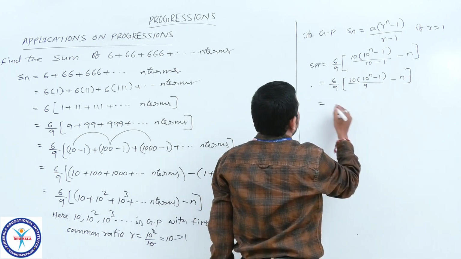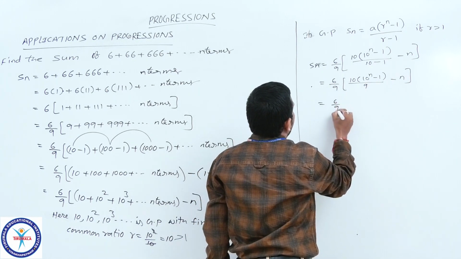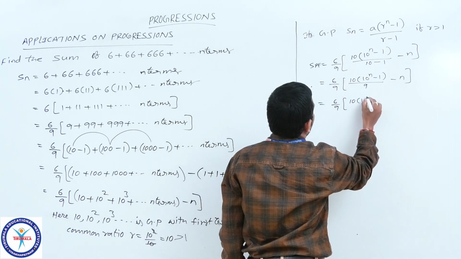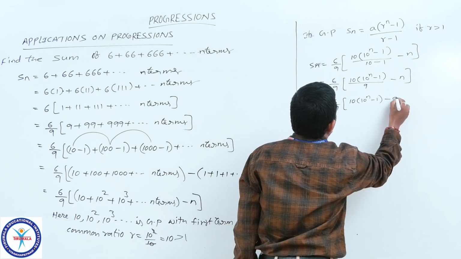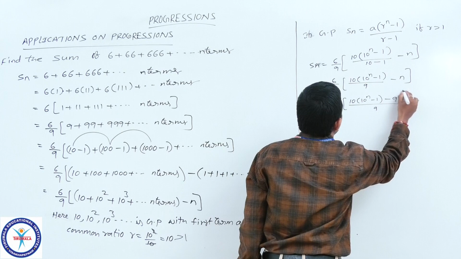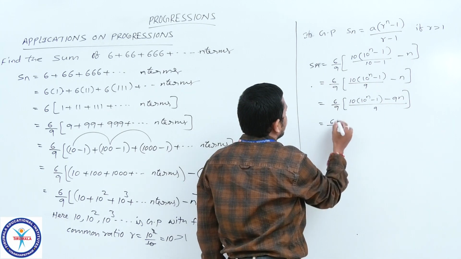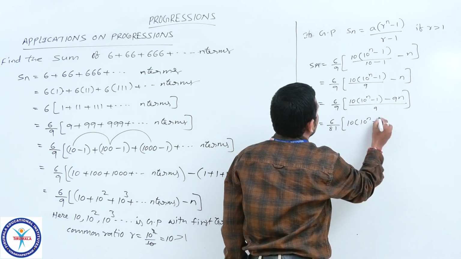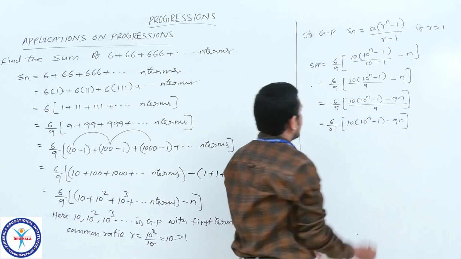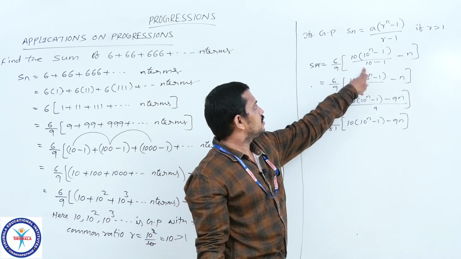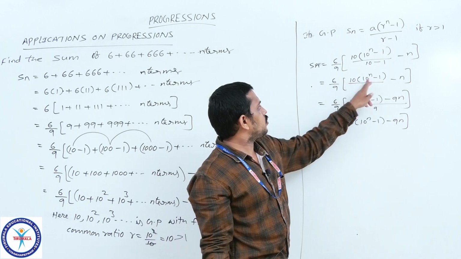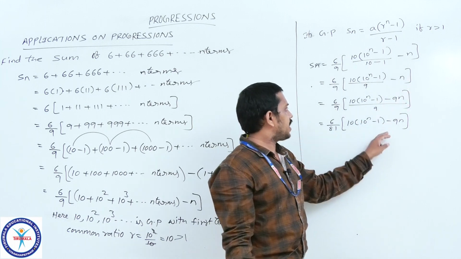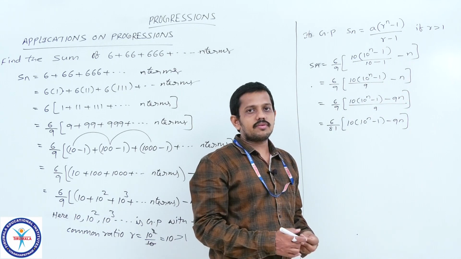By taking LCM, 6 by 9 into 10 into 10 power n minus 1 minus 9n by 9. So this is equal to 6 by 81 into 10 into 10 power n minus 1 minus 9n. Or we can leave it as 6 by 9 into 10 into 10 power n minus 1 by 9 minus n. We can take any one of these two values as the required value.